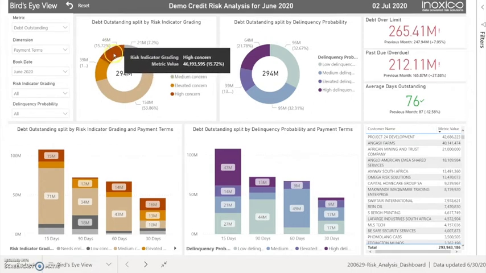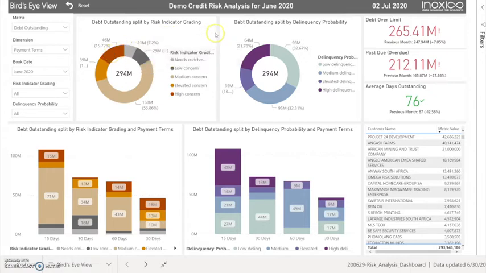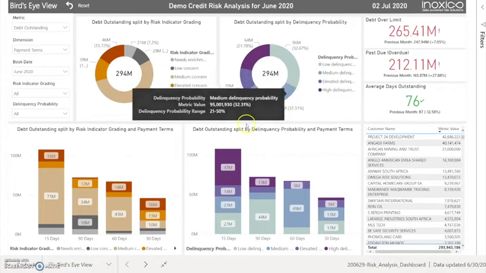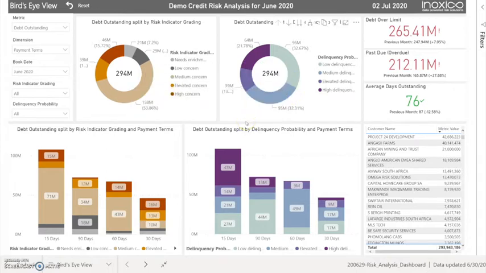How is it different from the risk indicator grading to the left-hand side? The risk indicator grading is an overall business company health score, which is based on multiple data points such as business status, judgments, etc. It's a long-term view, 6 to 12 months, business health indicator. The delinquency probability, however, is a short-term indicator that determines whether the customer is likely to pay you in the next month or not based on its payment profile.